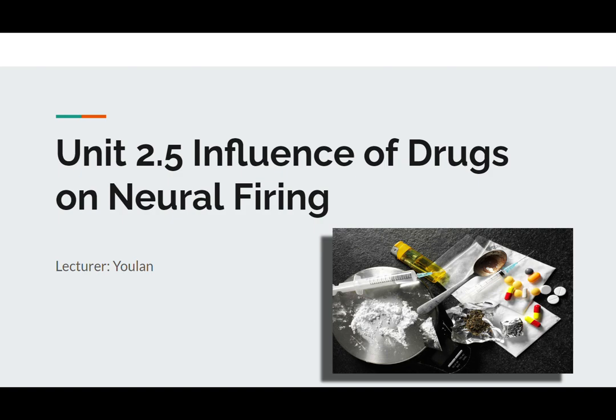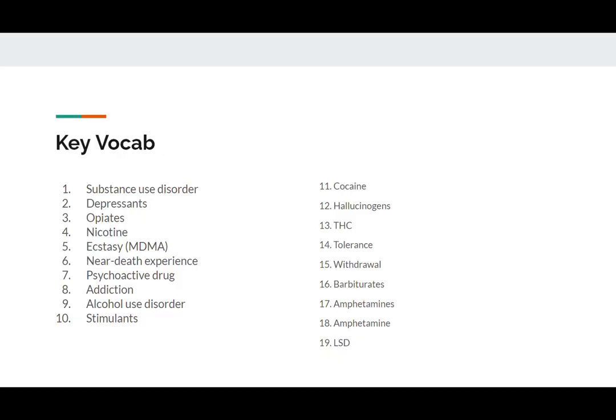So yeah, let's start. Here is some key vocab you need to know for this subunit. We'll explain all of them as we go through this video. The first one is substance use disorder, depressants, opiates, nicotine, ecstasy or MDMA, near-death experience, psychoactive drug, addiction, alcohol use disorder, stimulants, cocaine, hallucinogens, THC, tolerance, withdrawal, barbiturates, amphetamines, and LSD.